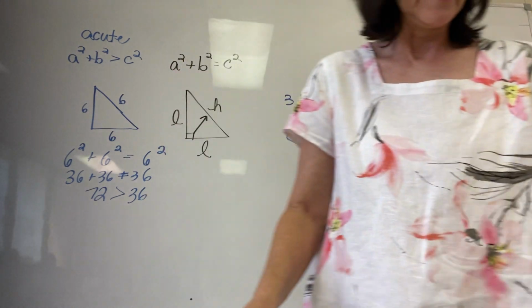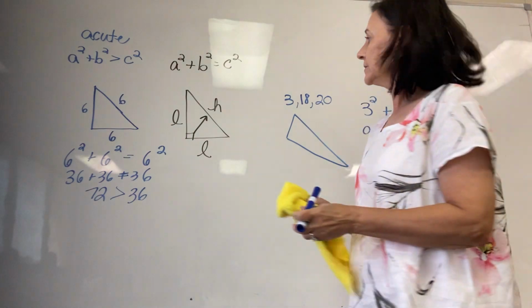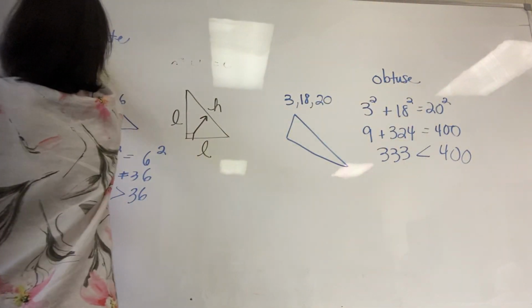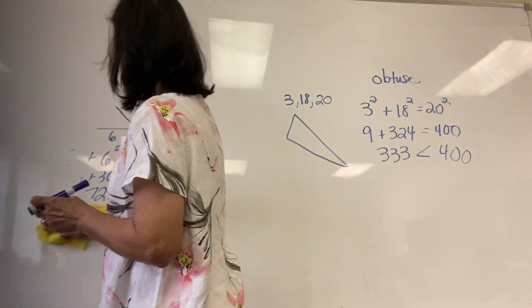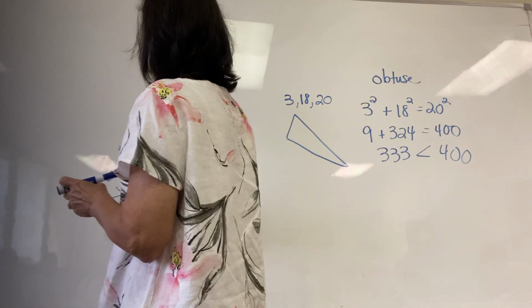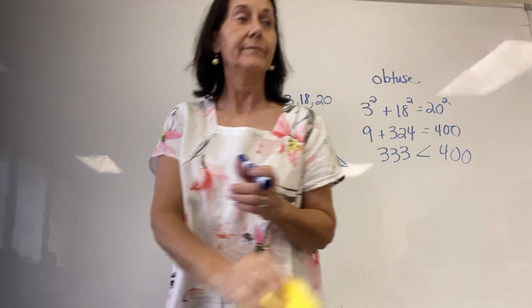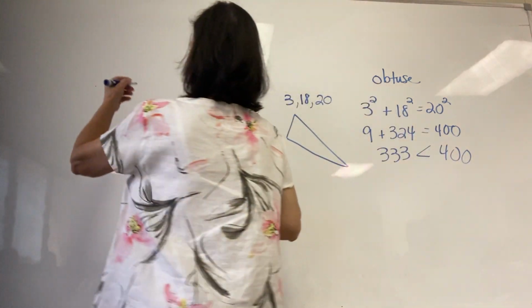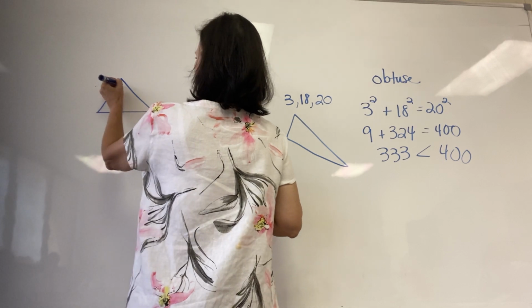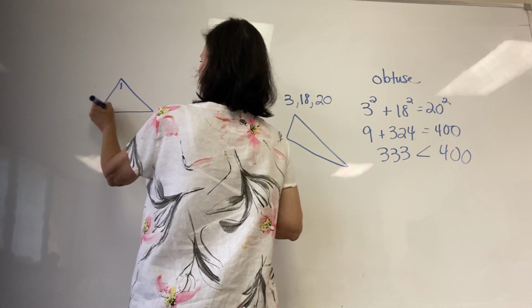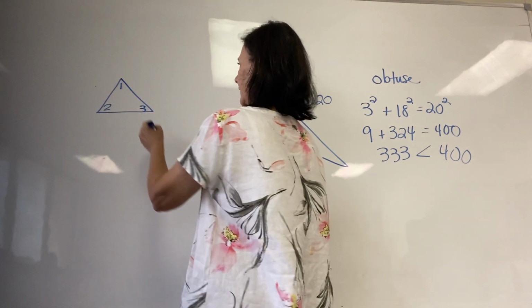Another famous theorem is the triangle sum theorem. The triangle sum theorem says the sum of the angles in a triangle is 180 degrees. How do we know that? If we say that's 1, that's 2, that's 3.